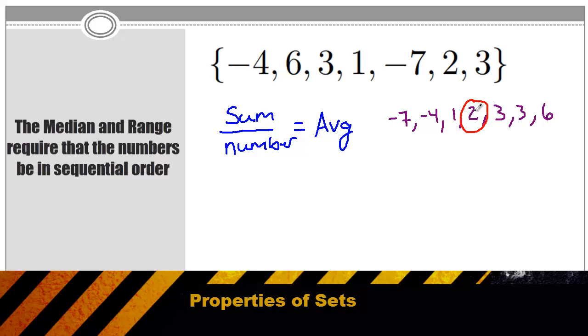If your set has an even number of numbers, then the median is actually the mean average of your 2 middle numbers. And this is something we covered in the averages video. The range is simply the difference between the highest number and the lowest number. So in this case, my lowest is -7 and my highest is 6. So my range is 6 minus -7, which is the same thing as 6 plus 7, or 13.